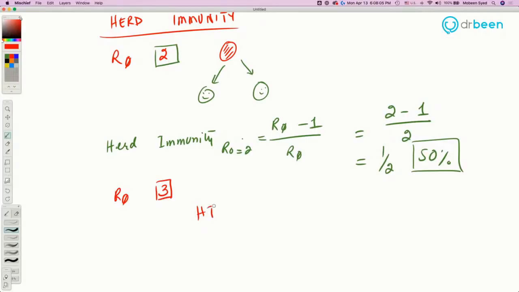Then the herd immunity index is going to be 3 minus 1 divided by 3. So that is 2/3, or every 2 people out of 3, or 67%, let's say, will need to be immunized or vaccinated. So keep this in mind.